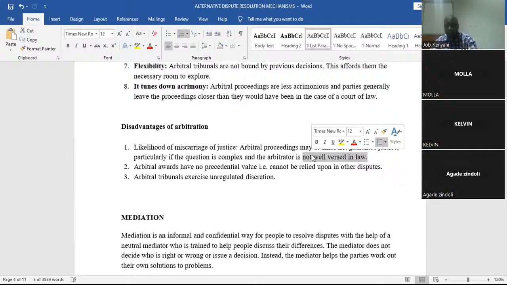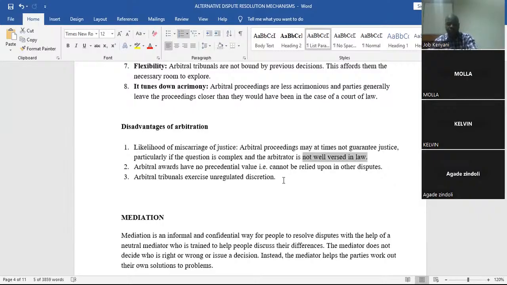If there are three arbitrators, maybe you can get one with expertise and also one of them who understands matters to do with the law. He's actually a lawyer or maybe an advocate. You do a lot of interpretations of the law as you approach the matter before the tribunal or before the arbitrators. Arbitral awards have no precedential value. They cannot be relied upon in other disputes. So it is advantageous to some extent and also disadvantageous to some extent.